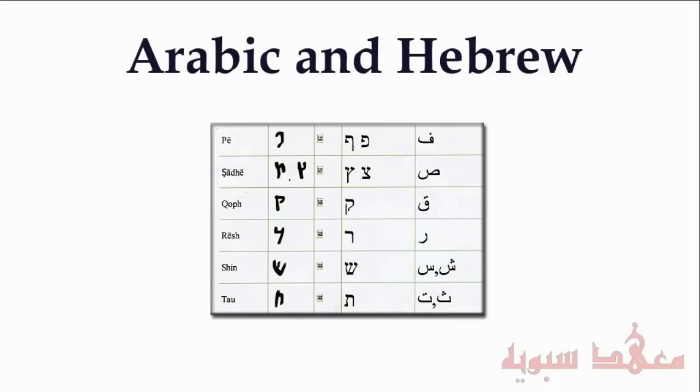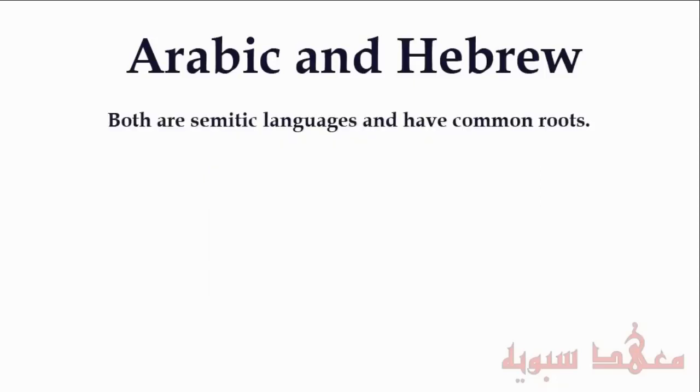Now in this lesson I'm going to be speaking about some of the linguistic differences between the Arabic language and the Hebrew language. And I'll be giving a detailed example and comparing the two languages to see the sophistication of the Arabic language. Now both languages are Semitic languages and languages of revelation.